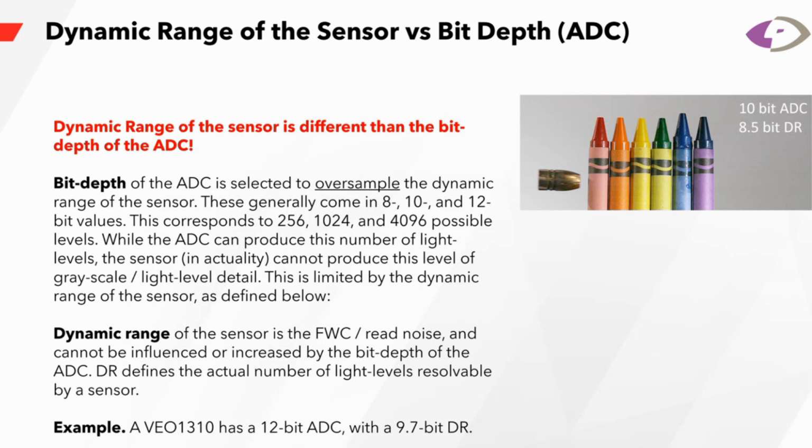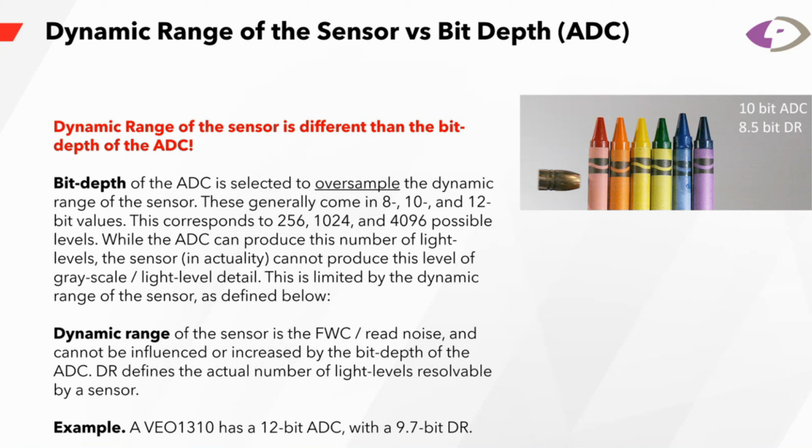All right, so to give you an idea, this is why we actually specify the two values independently. The VO1310, for example, has a 12-bit ADC while having a 9.7-bit dynamic range. So if light level resolution is critical in your experiment, do not use the bit depth of the sensor. You're going to want to inquire about the dynamic range of that sensor.